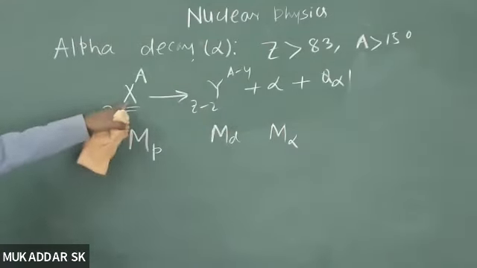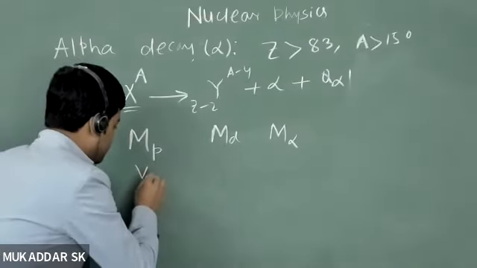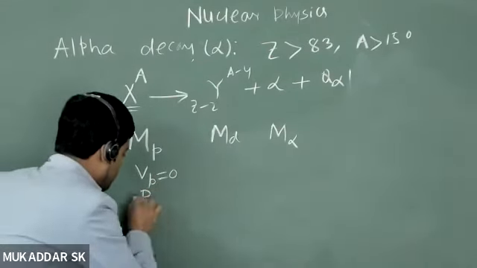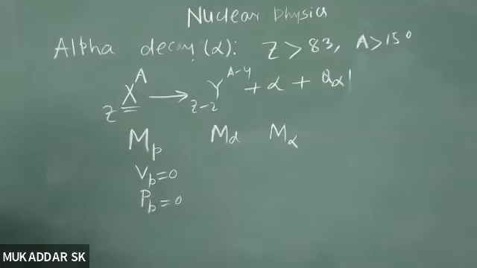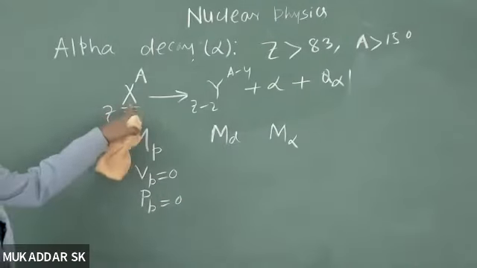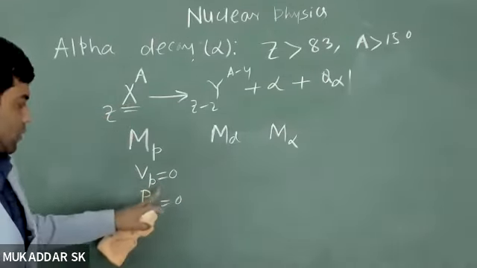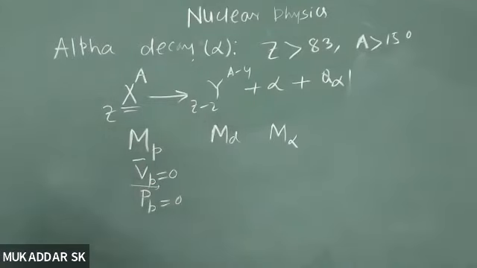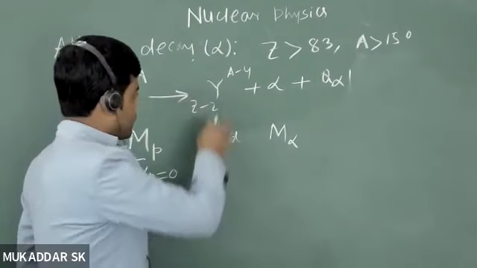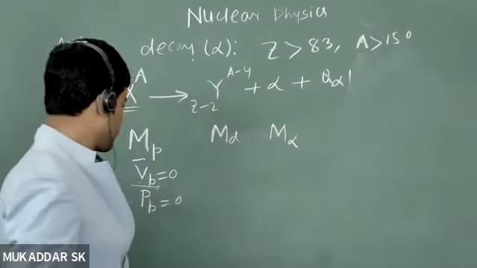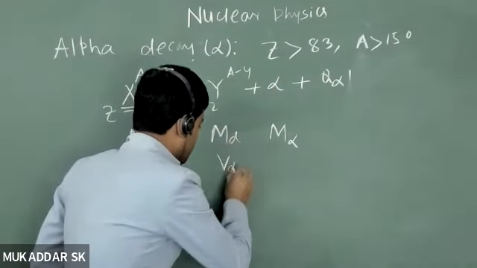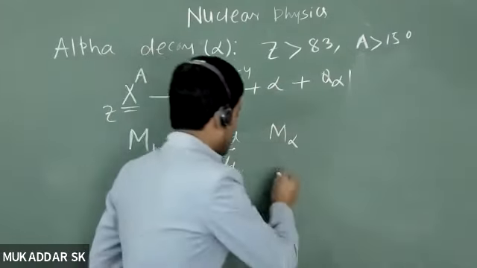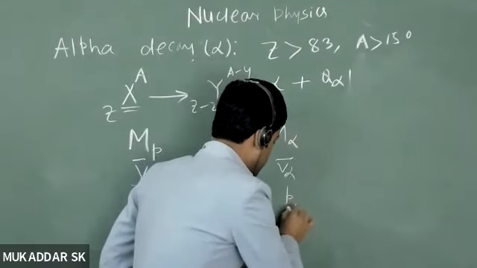During decay, this parent nuclei is at rest, so the velocity of this parent nuclei will be 0, and the momentum of this parent nuclei will be 0. This parent nuclei is at rest, velocity and momentum will be 0. So after decay, what will happen? This daughter nuclei and alpha particle will not be at rest. And suppose the velocity of the daughter nuclei is Vd and its momentum is Pd. And let us assume the velocity of the alpha particle is V alpha and its momentum is P alpha.